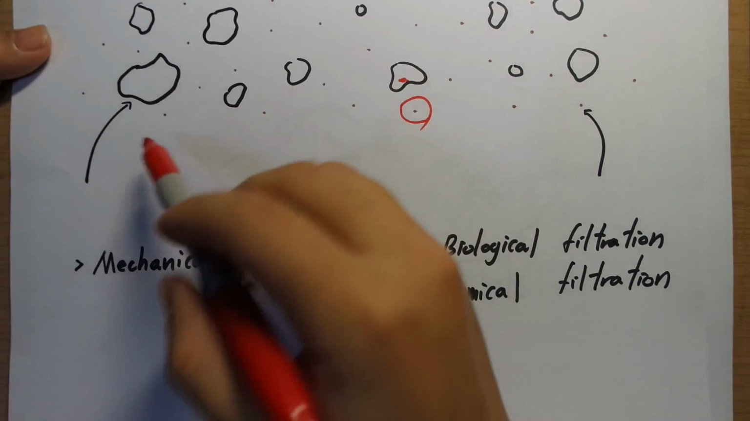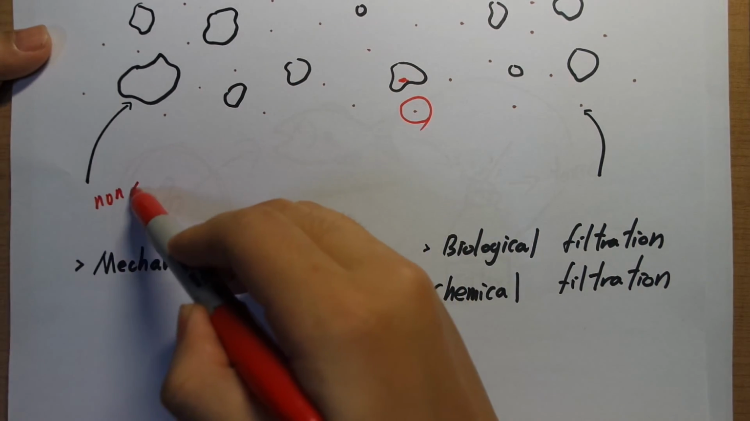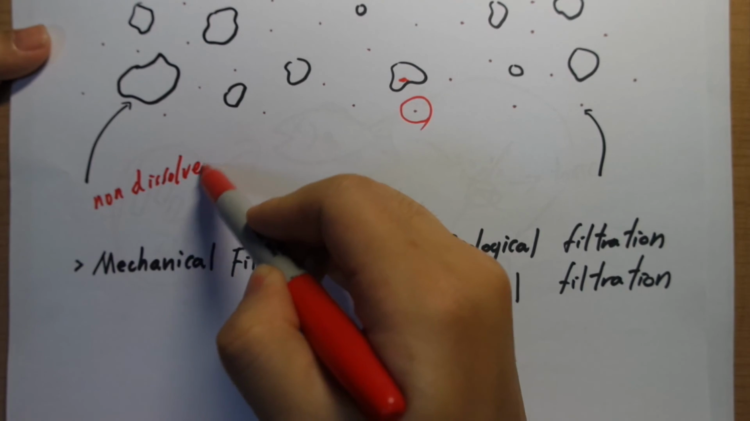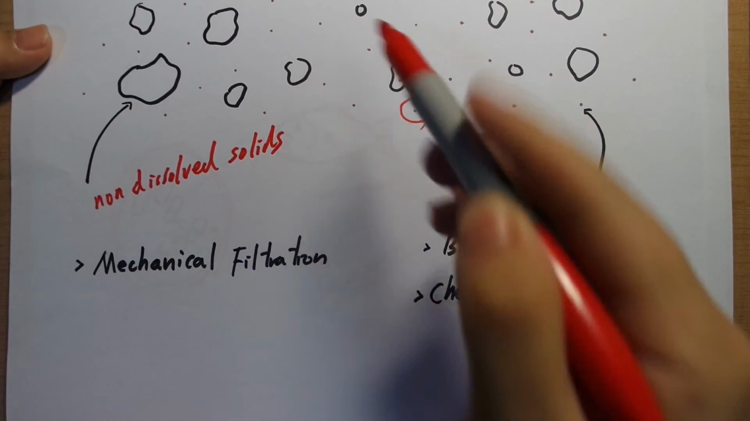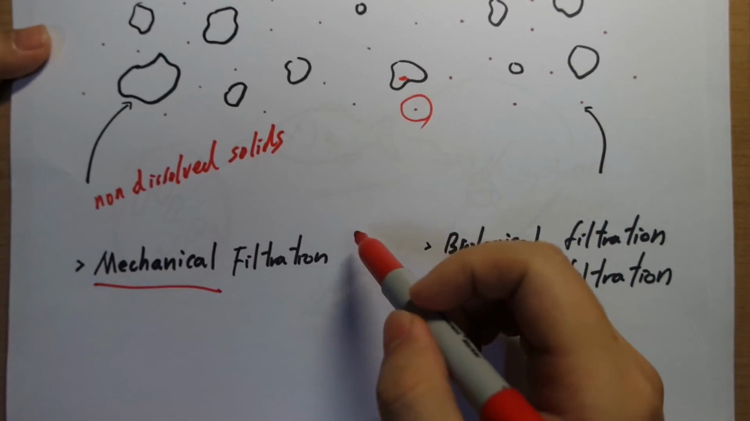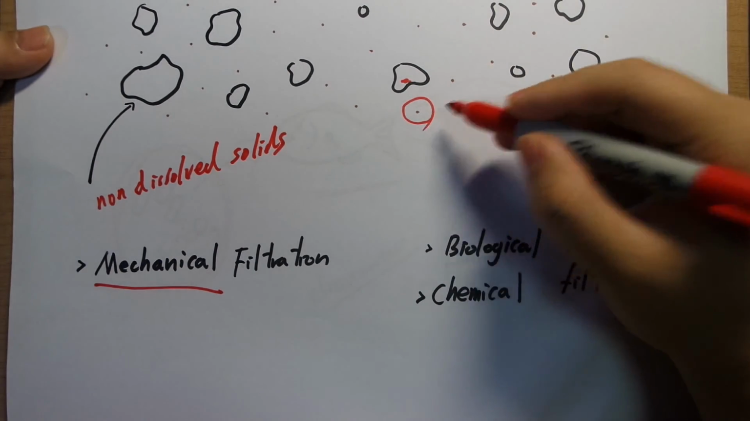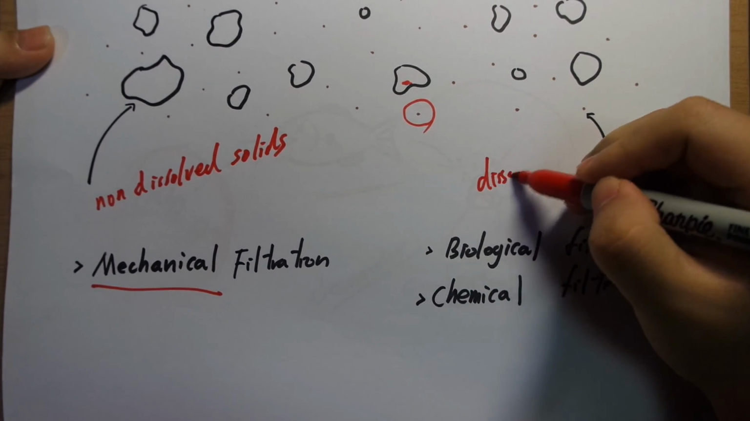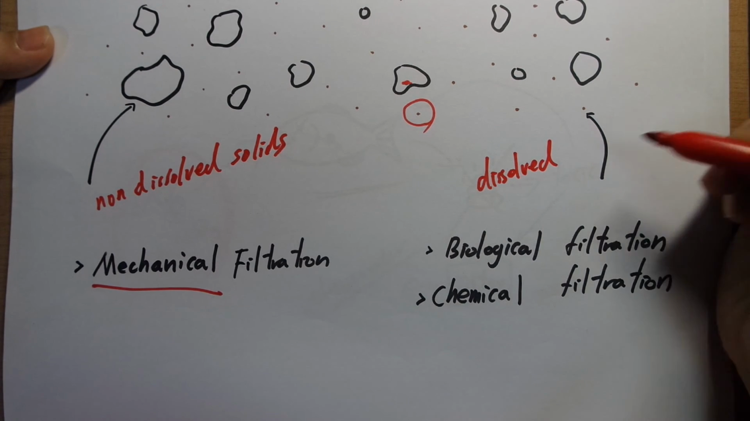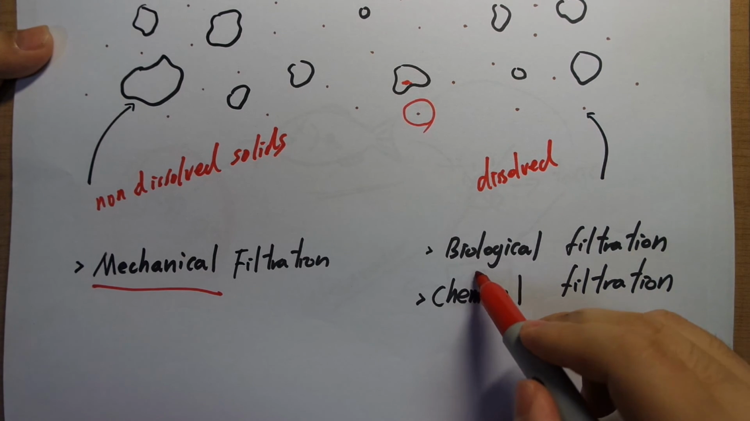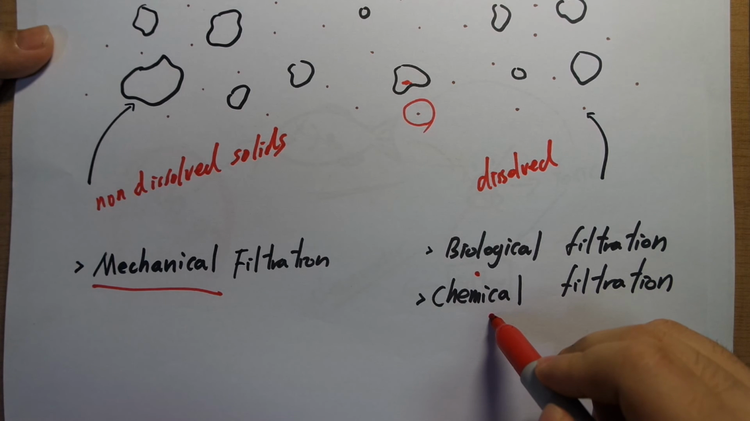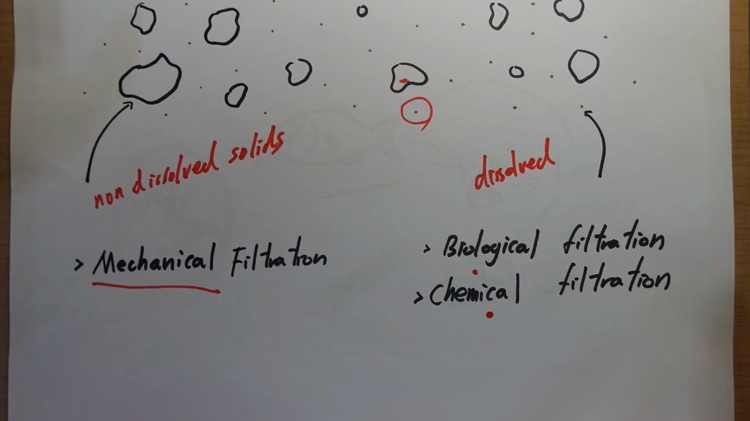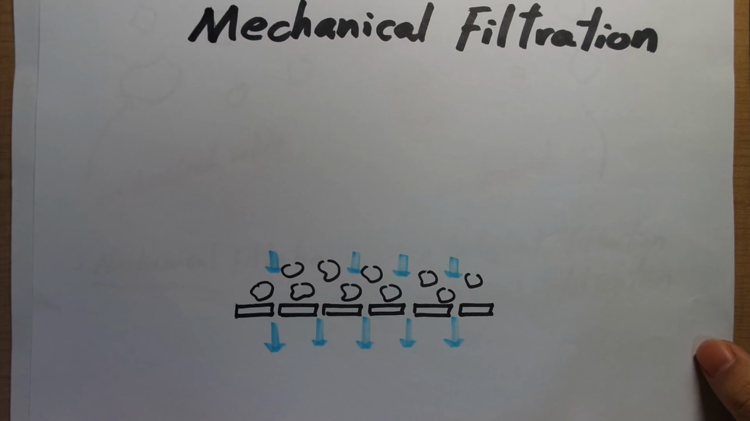For the large stuff, these non-dissolved solids, you need mechanical filtration. For the dissolved toxins, you need biological and chemical filtration to get rid of them. So what are these things? What is mechanical, and what is biological and chemical filtration? Let's start off with mechanical filtration.